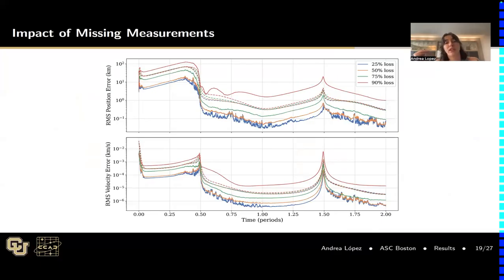And now when we look at the RMS for this case, we can see how the level of error increases when we increase the percentage of missed measurements, which is what we would expect. However, the 3 sigma bounds are not increasing to that degree, which I think is an interesting result here.